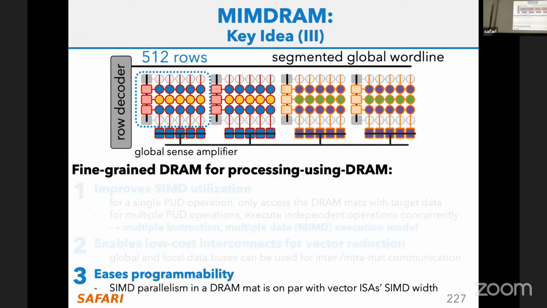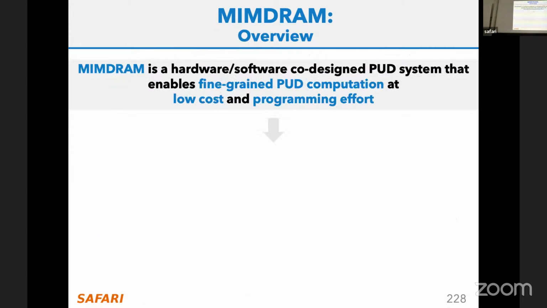And third, when you look at one of these structures, these DRAM mats, we see that we usually have 512 by 512 or 512 by 1000 rows and columns, which is a similar granularity to vector ISAs, for example, Intel AVX-512. So you can map those instructions from processor vector ISAs to instructions to execute inside the DRAM chip itself.